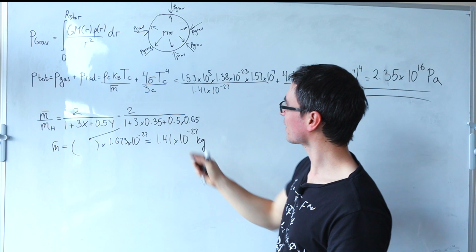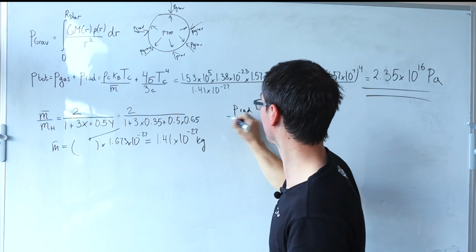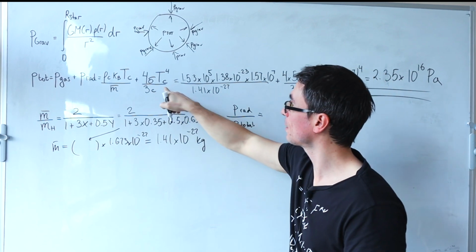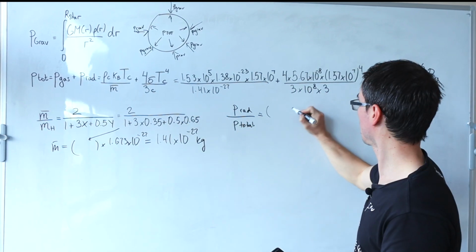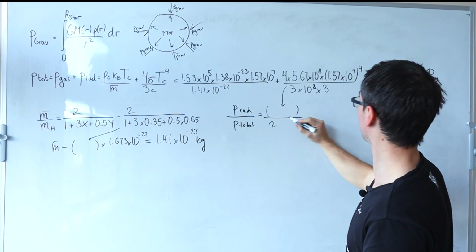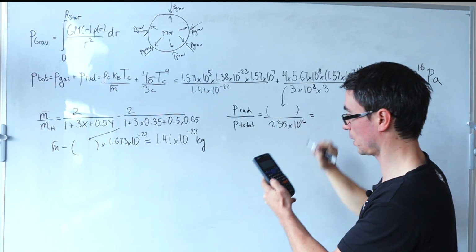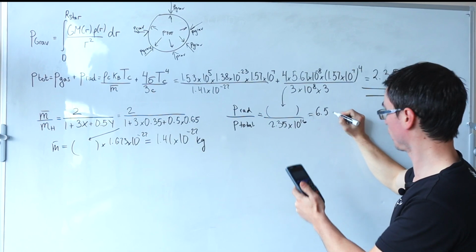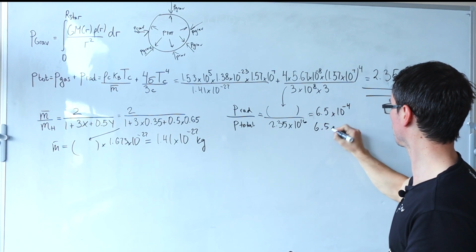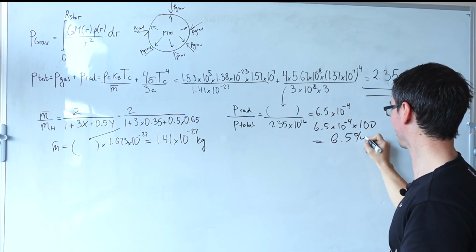Next part of the question is asking us to calculate the radiation pressure as a percentage of the total pressure that we've just calculated. So this will essentially be this number divided by that number, i.e. just this part of the expression, divide that by 2.35 times 10 to the power of 16. This here will give me around 6.5 times 10 to the power of minus 4. We want that as a percentage though, so I'm just going to multiply this by 100, and this here will just give me around 6.5%.